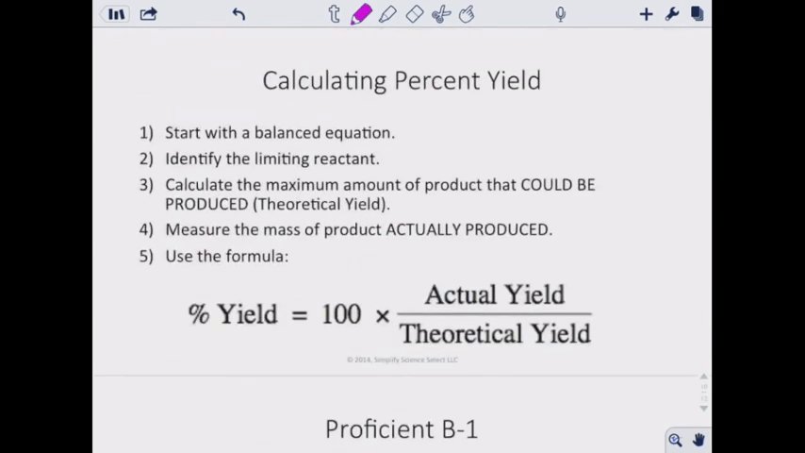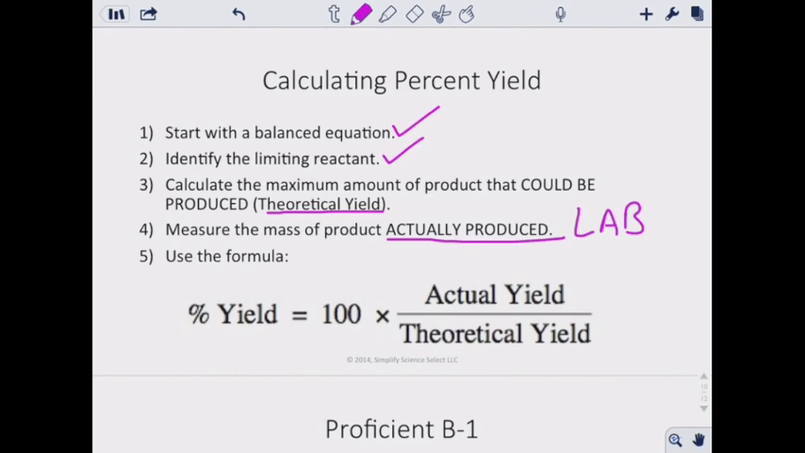So when you calculate the percent yield, stoichiometry always starts with a balanced chemical equation, always. The second thing we have to do is identify the limiting reactant. Then we calculate the maximum amount of product that could be produced, and that's the theoretical yield, which is the last thing we learned in the last section. Then we have to measure the mass of the product that's actually produced. You do this in the lab. So the actual product is what's actually produced in the lab.